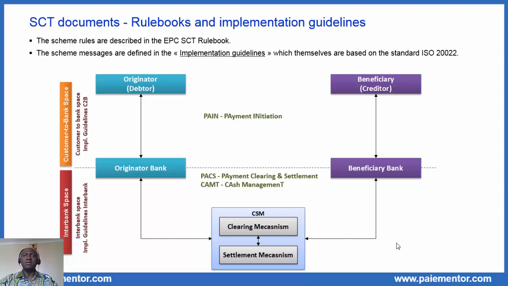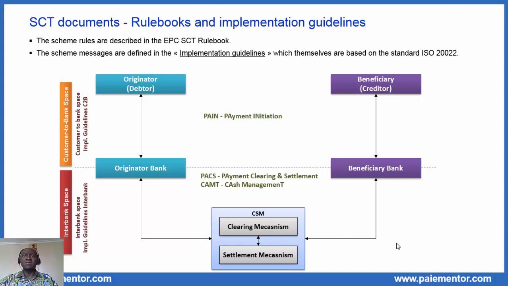If you are familiar with my channel, you should be familiar with this picture as well. It is the four-corner model of the SEPA Credit Transfer. Here, we see the two different spaces where messages are exchanged: the customer-to-bank space and the interbank space. I made a video recently to explain what customer-to-bank space and interbank spaces are. Check it out if you want to learn more about this topic.